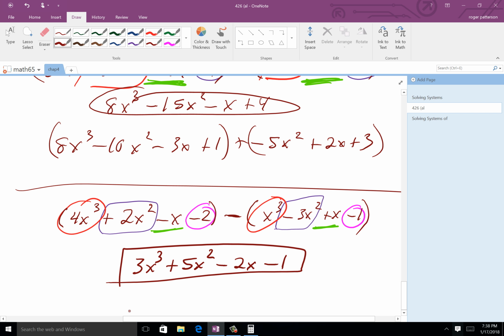So you pick the way you want to do it. If you want to distribute this minus through, just make sure you go through to each and every one. And then add them. That's fine. You pick the way you want to do it, as long as you're getting them right.